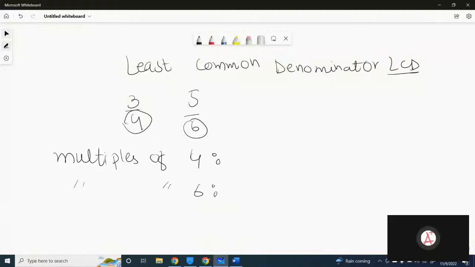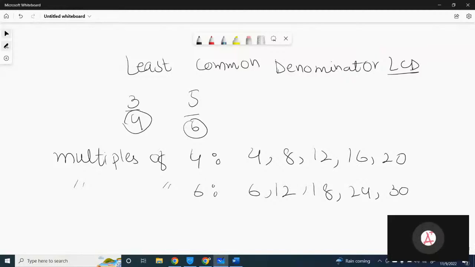Multiple means when you multiply these numbers with other numbers, like 4 times 1 is 4, 4 times 2 is 8, 4 times 3 is 12, 4 times 4 is 16, 4 times 5 is 20. These all are the multiples of 4 because you are multiplying 4 with other numbers. And you have to write the multiples of 6 now. 6 times 1 is 6, 6 times 2 is 12, 6 times 3 is 18, 6 times 4 is 24, and 6 times 5 is 30. Got it? You have to find the least number that is common. So the least common denominator for both the numbers is 12.